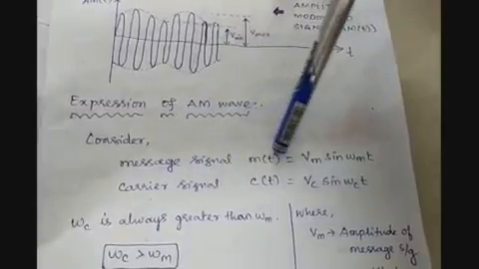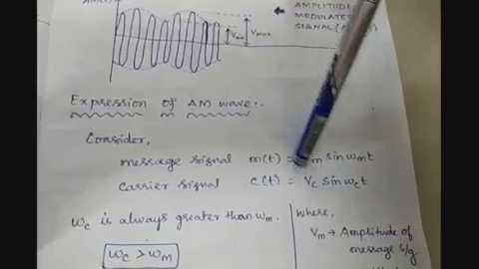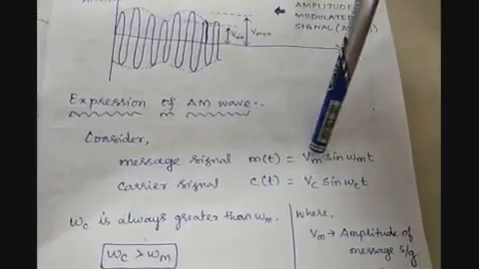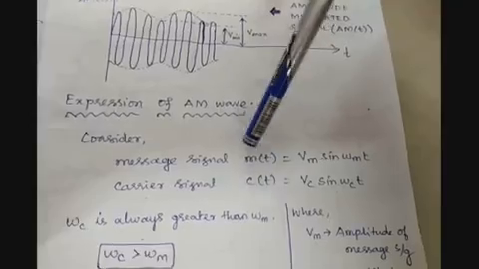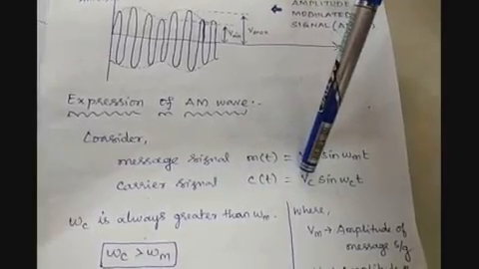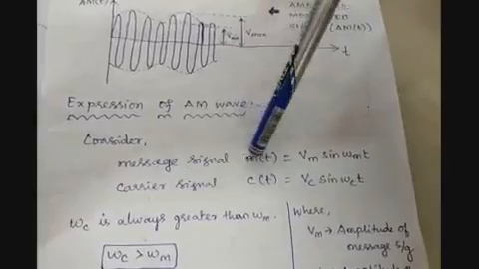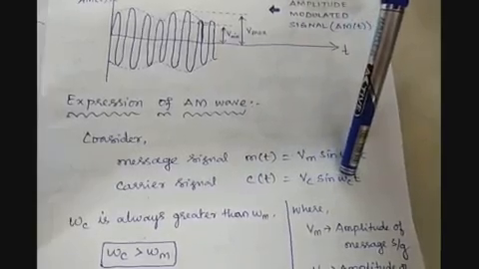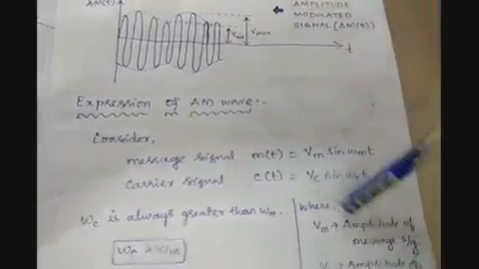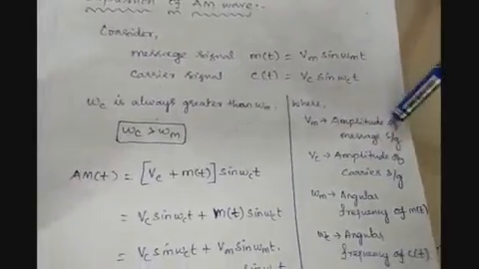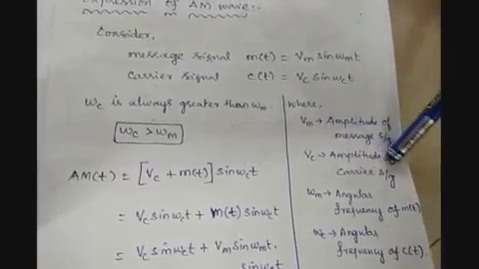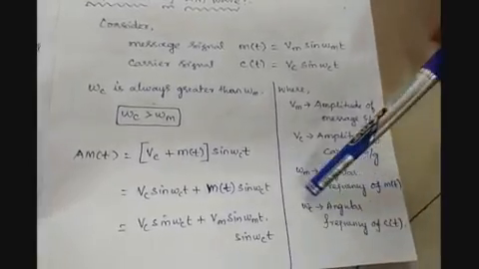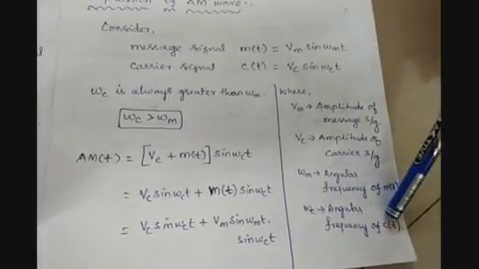Consider the message signal m of t equal to Vm sin omega t. Generally we know the general form of a sine signal, it will be like this only, no? Vm is the notation I am using for the message, and Vc is the notation I am using for the carrier. So for the message, Vm sin omega mt, and the carrier, c of t equal to Vc sin omega ct. Vm is the amplitude of the message signal, Vc is the amplitude of the carrier signal, omega m is the angular frequency of the message signal, and omega c is the angular frequency of the carrier signal.